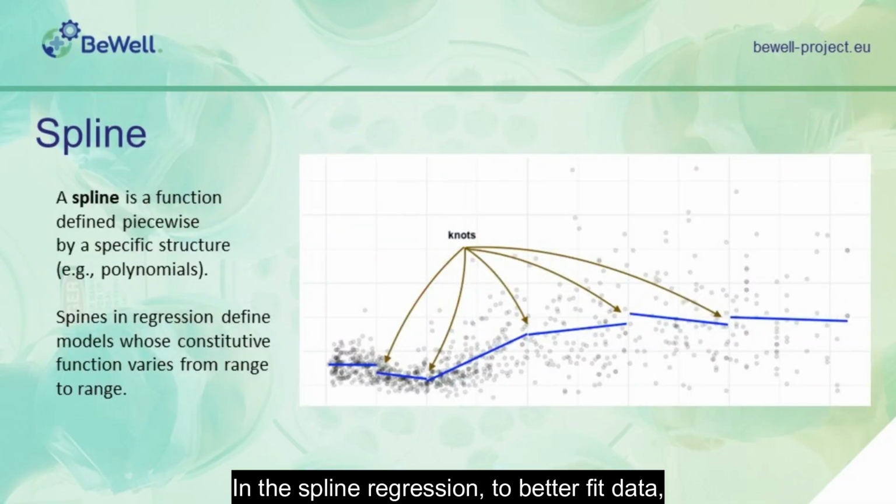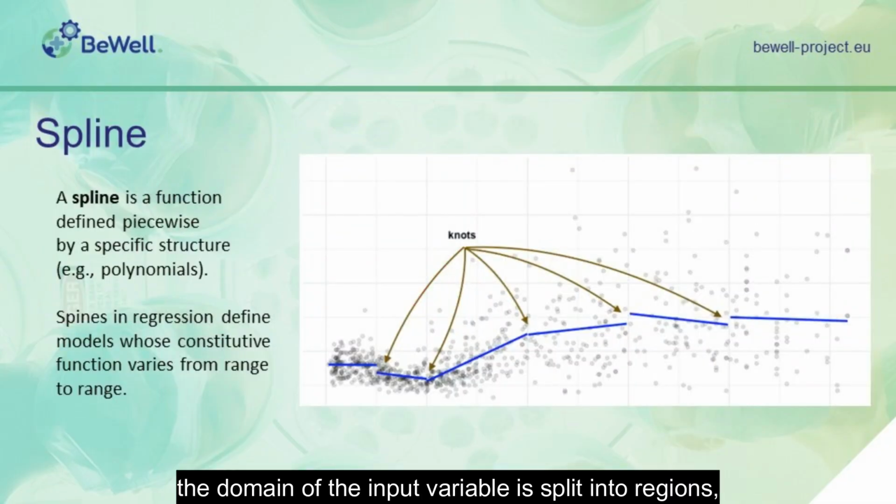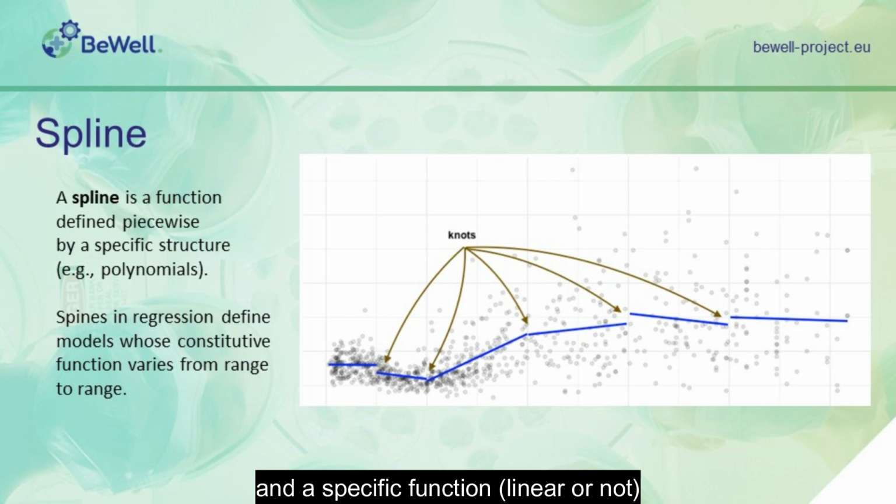In the spline regression, to better fit data, the domain of the input variable is split into regions, and a specific function, linear or not, is fitted for each region.